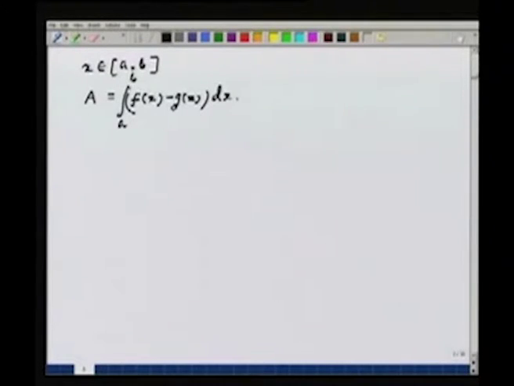Okay. So in the earlier case, what happened is, if I take the function g(x) to be the x-axis, if the graph of the function is just the x-axis, then the previous case actually follows from this case. Now let us try to see some examples.